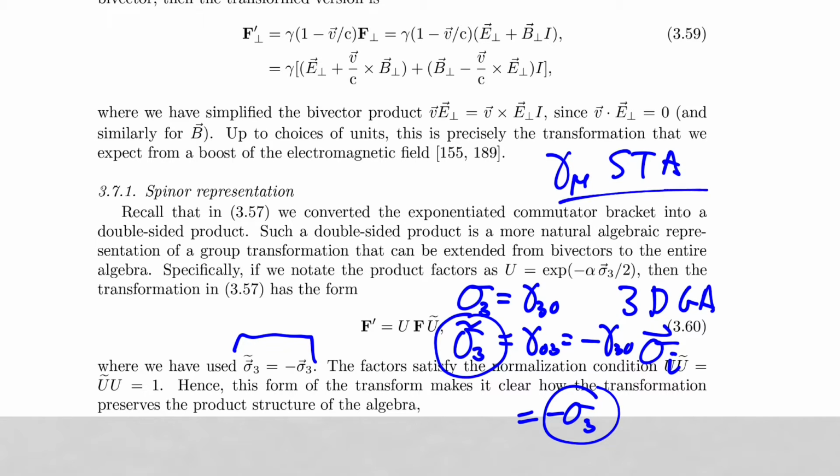So you've got to be a little flexible, because sometimes it's very nice to think in terms of just 3D geometric algebra where sigma i are the basis vectors. And that's great, but every now and then you've got to remember, no, these sigma i's are actually bivectors.